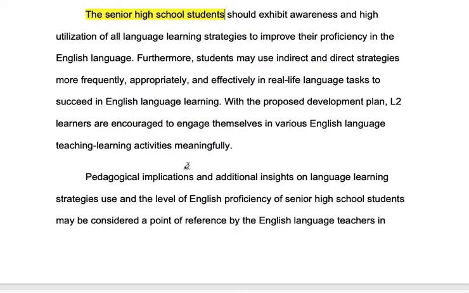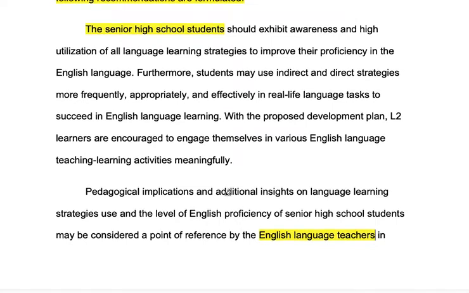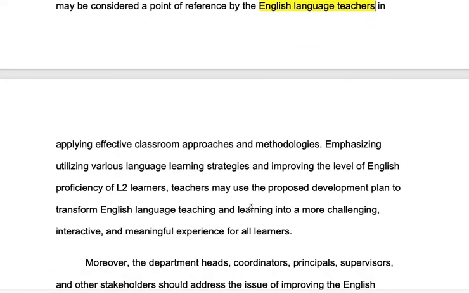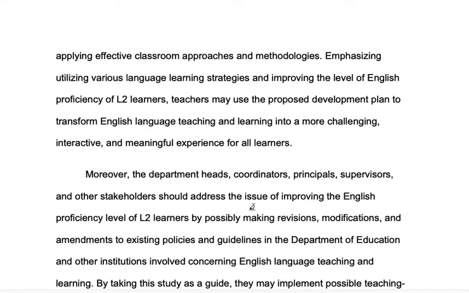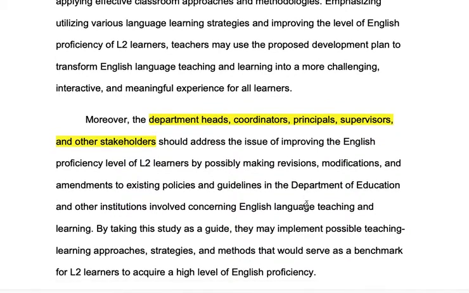Next. Okay. How about the English language teachers or the teachers as one of your beneficiaries? How can they benefit? Or what can you suggest? What recommendations can you suggest for them to do based on the results of your study? So you write it down there. Moreover, how about the department heads, coordinators, principals, supervisors, and other stakeholders? What can you suggest? Okay? Based on the results of your paper.